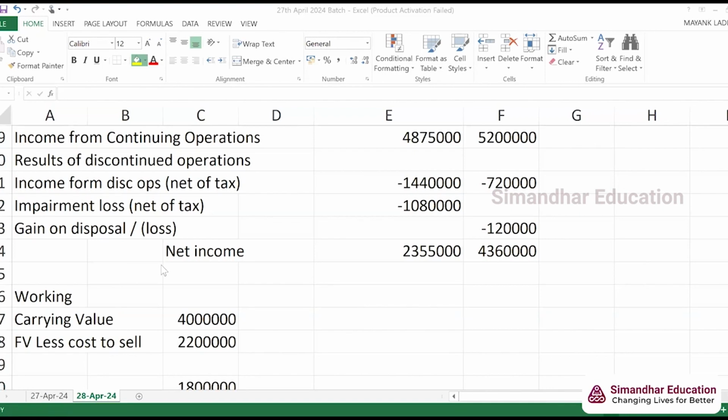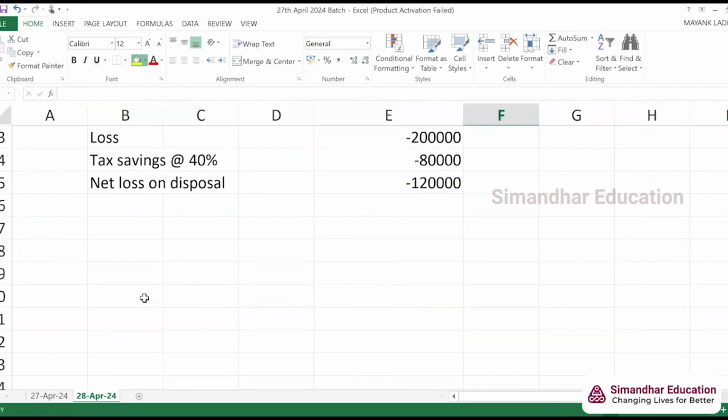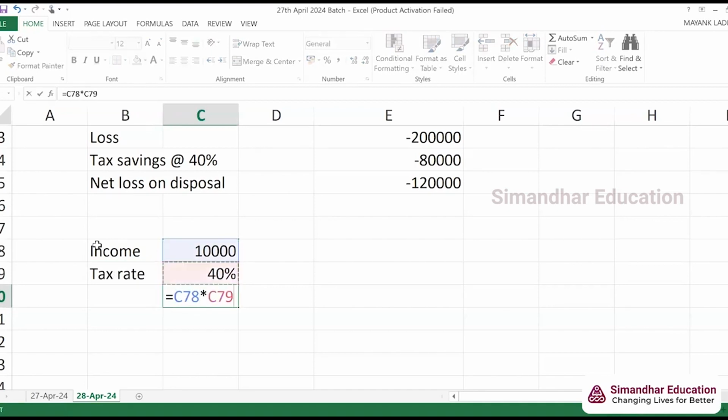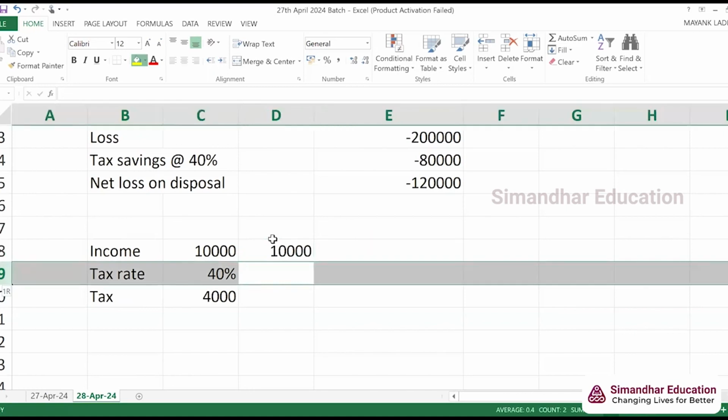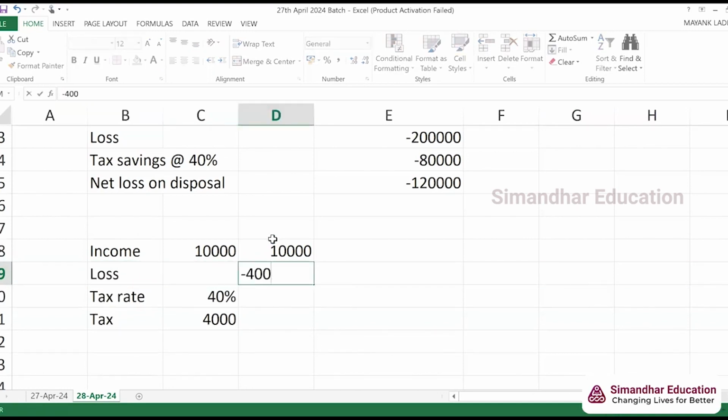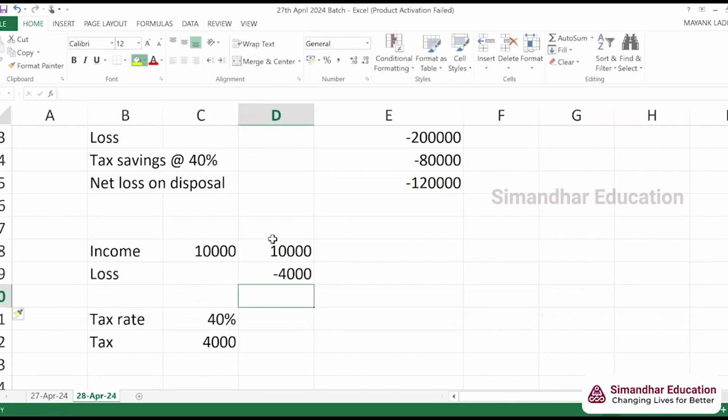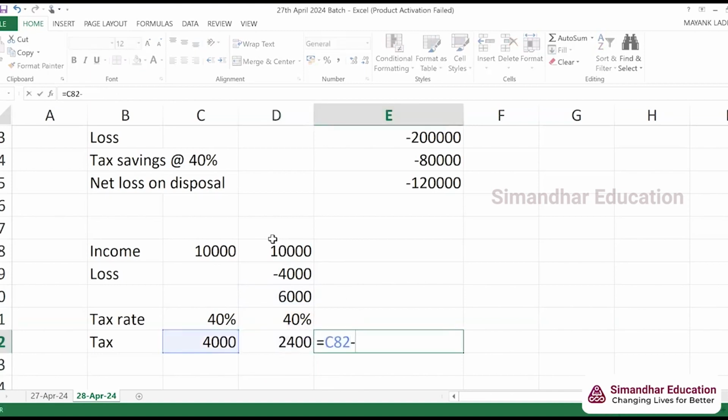Tax savings part. So think of it. If I have income of 10,000, tax rate is 40%. I have to pay a tax of 4,000. But if I have a loss also from discontinued operation, 10,000 is the income as it is, and I have a loss of 4,000. In that case, I need to pay tax on income of 6,000. Tax is 40%, so 6,000 into 40%, 2,400. So you see there is a tax saving of 1,600.